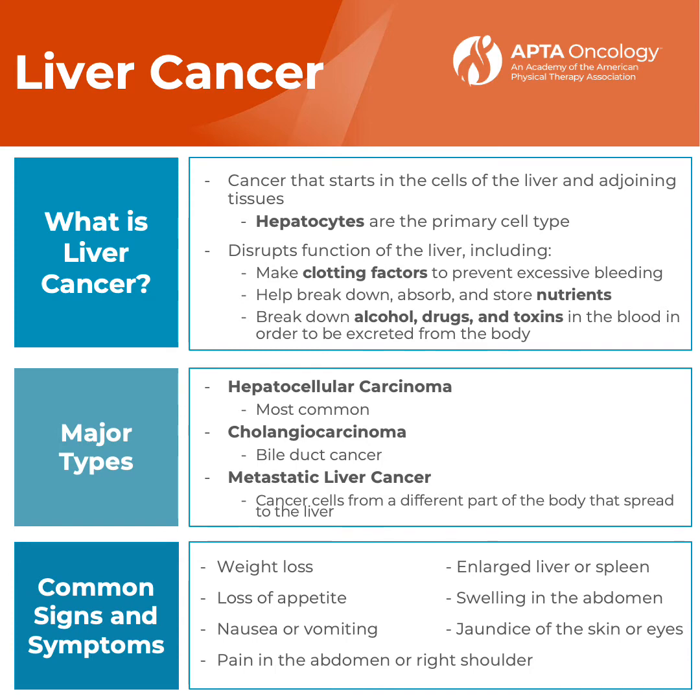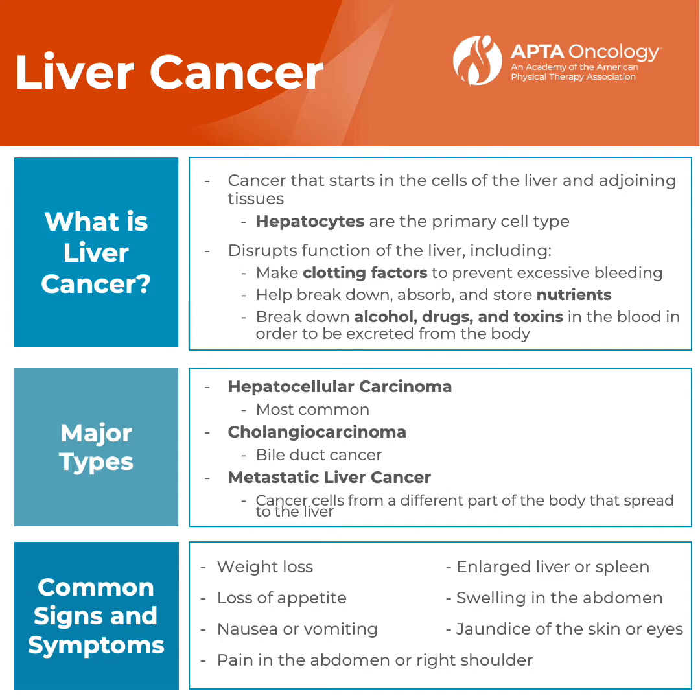So liver cancer then disrupts the function of the liver, and these functions include helping make clotting factors to prevent excessive bleeding, helping break down, absorb, and store nutrients, and breaking down alcohol, drugs, and toxins in the blood so that they can be excreted from the body.